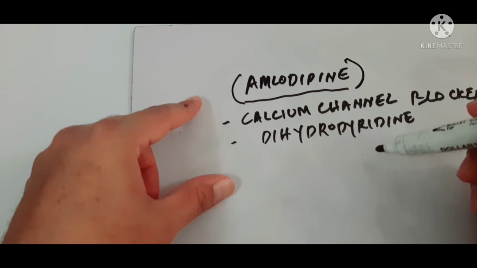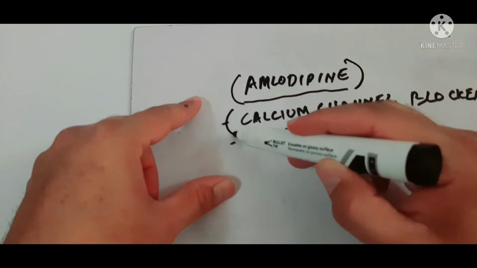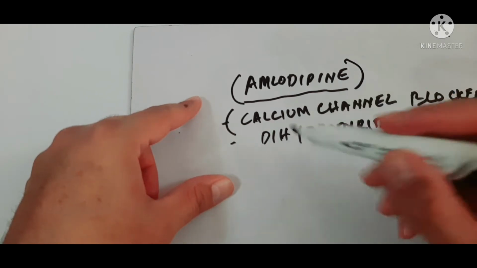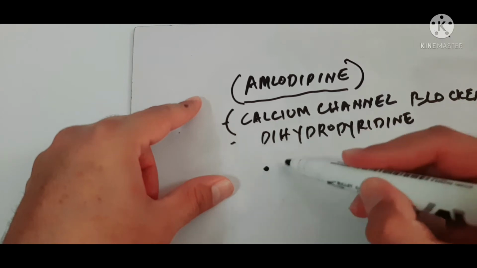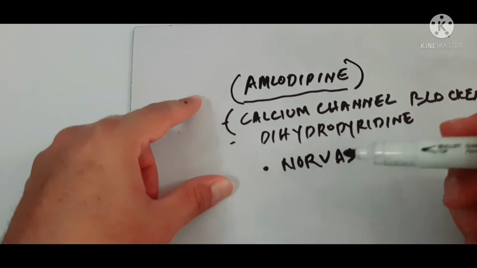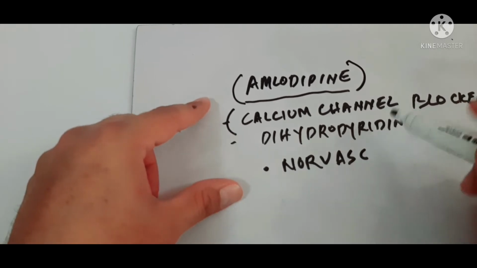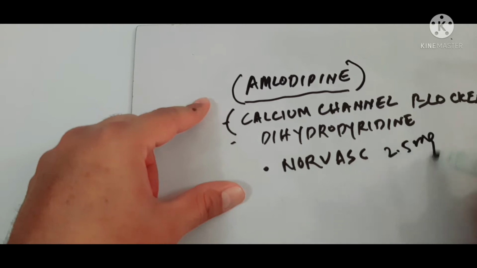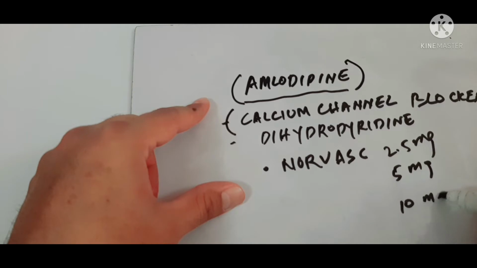How it works: it blocks the calcium channels. That's why it is called a calcium channel blocker. This medication is available under different brand names. The common one is Norvasc, and there are other trade names, and it is available in strengths of 2.5 mg, 5 mg, and 10 mg.